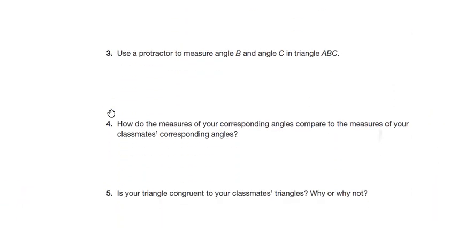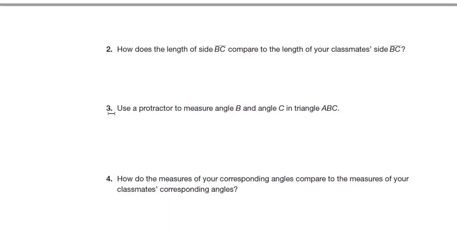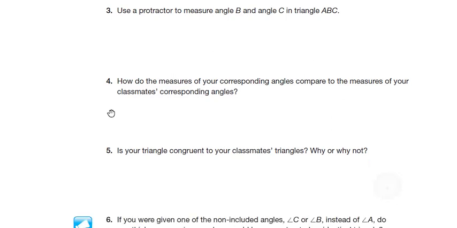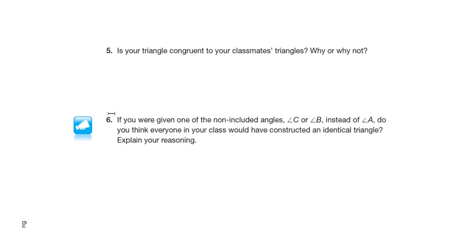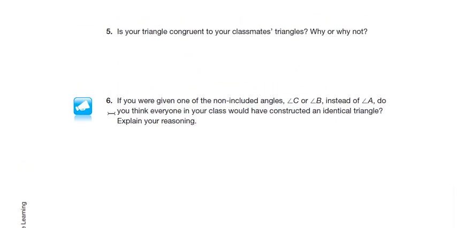You're going to compare those side lengths. It talks about comparing to your classmates, but if you're doing this on your own, you're probably not going to be able to, but you're just going to have to notice, is there any other way I could have made that? And then it says, if you're given one of the non-included angles instead of A, do you think everyone in your class would have constructed an identical triangle?